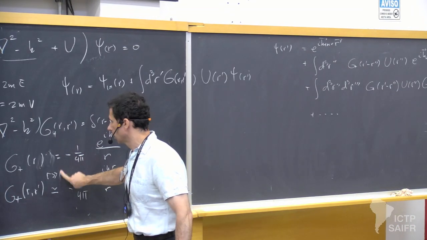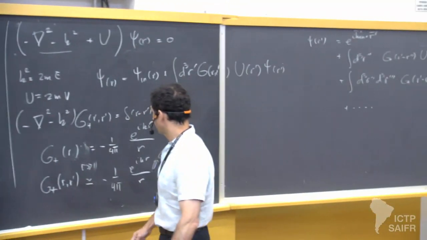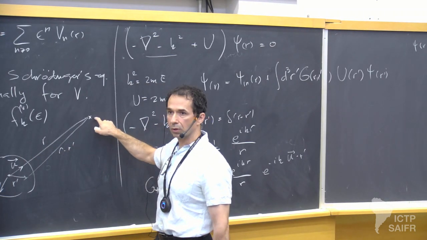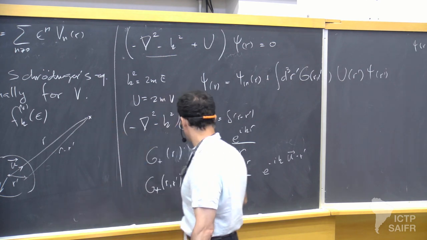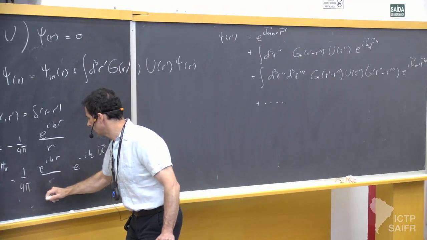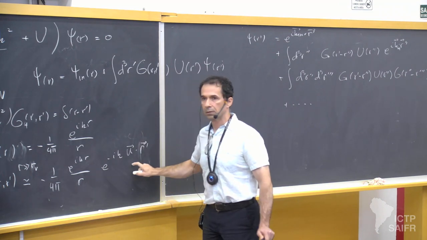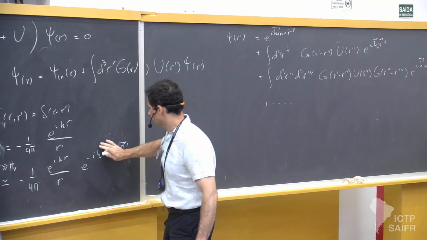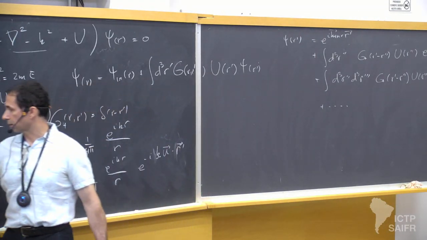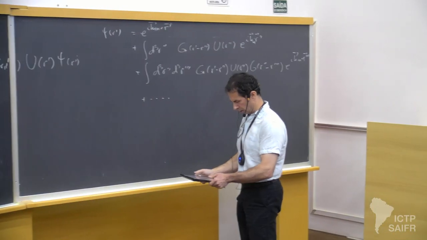So let's assume this is some R_V, some typical scale of the potential. And usually we measure S matrices at infinity, so this point where we want to go to is far away. So this is R_V, the typical scale of the potential. Now this is k, the norm of k, and then u is the unit vector along this. This is the point r.